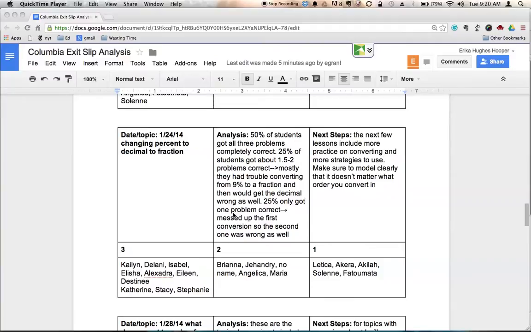And then that comes up in the next step section, where I actually write down what I'm planning on doing, whether it's including something in the next lessons or making sure to check in with those specific students that got a 1.